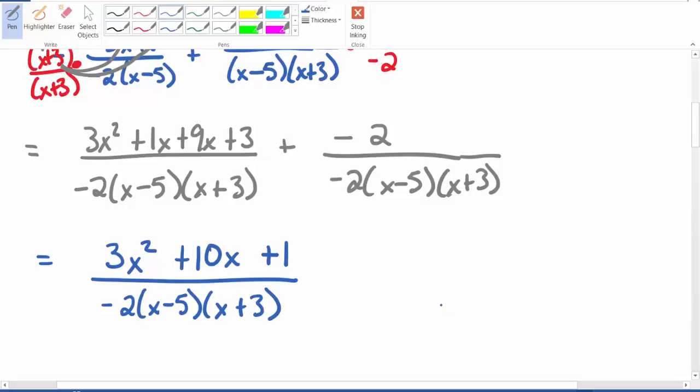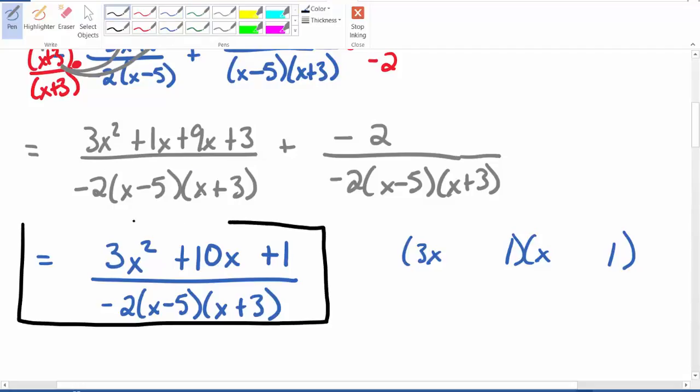And unfortunately, we can't really break this down any further. You could give it a shot where it's 3x and x, but it's pretty much just 1 and 1, and that's not going to total up to 10 at all. So as a result, it appears that this would be our final simplified version. Again, that is example 8 from our 8.5 set of notes.